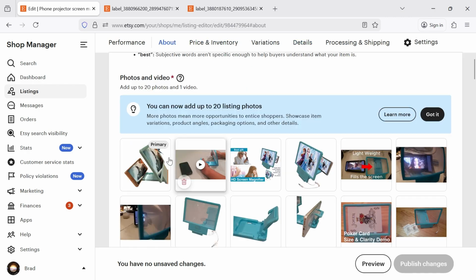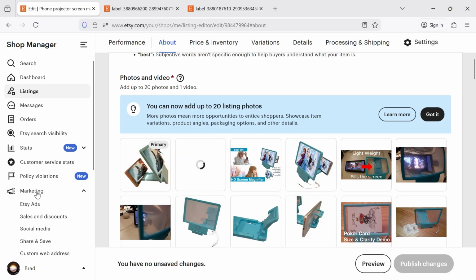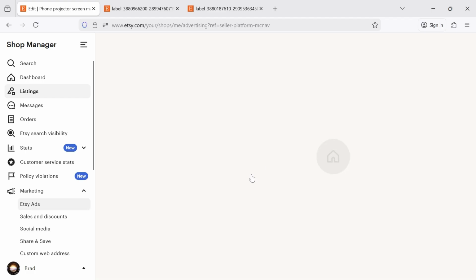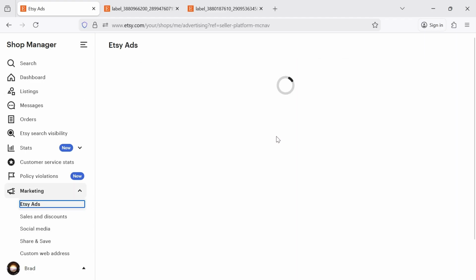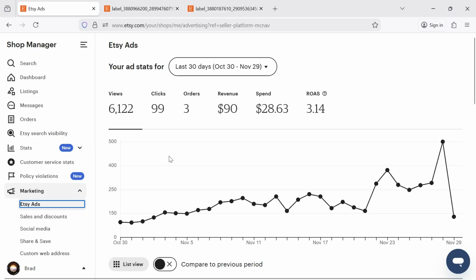Okay, so let me show you some of the information about marketing and ads. For Etsy ads, you have to know that you only pay Etsy for the ad fee if somebody clicks it, so you don't get charged for views. And secondly, you can look up the analytics.